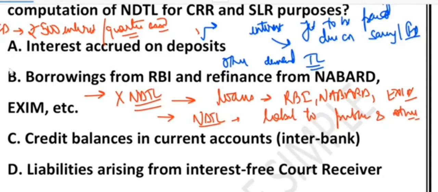Yes, these are loans from RBI, NABARD, Exim Bank, but NDTL does not include such kind of loan. NDTL basically includes liability to the public and other banks. So this is excluded. You can think of it like this: if I borrow from my boss, that is RBI, it is not a general liability to the public or other bank. So it stays out of NDTL.